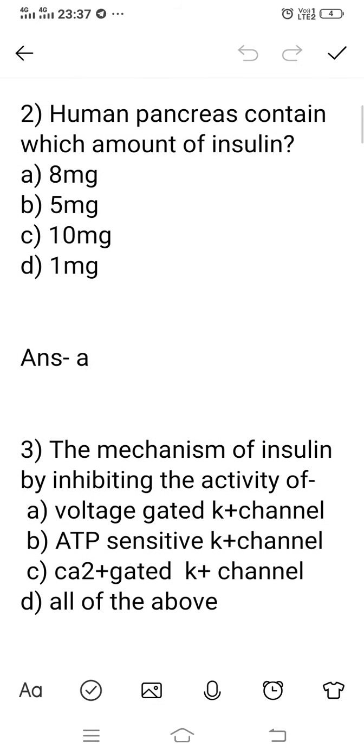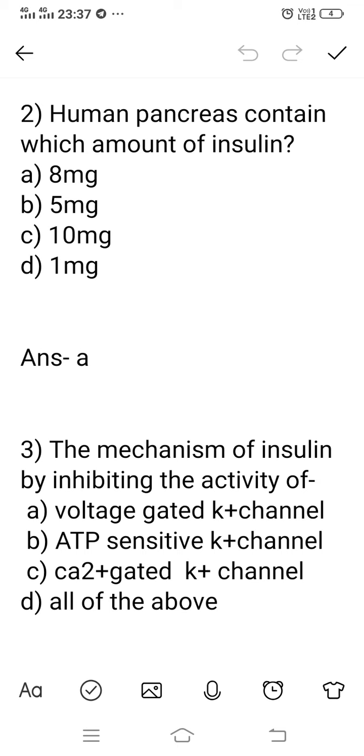Question number 2. Human pancreas contains which amount of insulin? What is the source of insulin? The beta cells of the pancreas, islets of Langerhans cells. Okay. So option A 8 mg, option B 5 mg, option C 10 mg, option D 1 mg. Actually, the right answer is option A 8 mg. Human pancreas contains 8 mg of insulin.